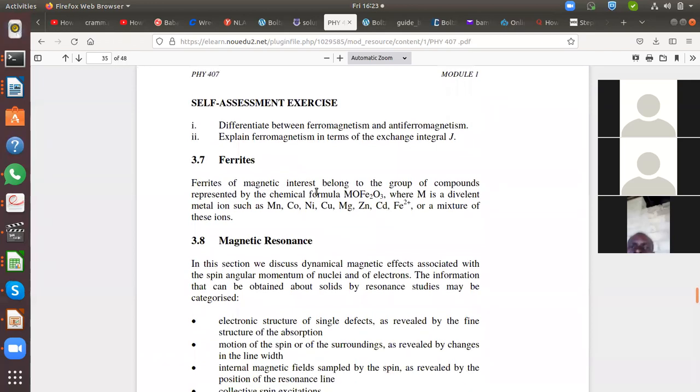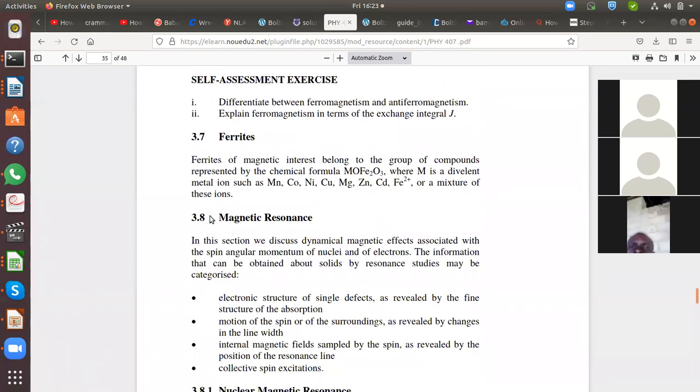So you can see there is a series of ferromagnetic materials that belong to a group of compounds. You have manganese, cobalt, nickel, copper, magnesium rather, then the zinc, the cadmium, and the iron. This iron too, or a mixture of these, so we form a compound called ferrite.